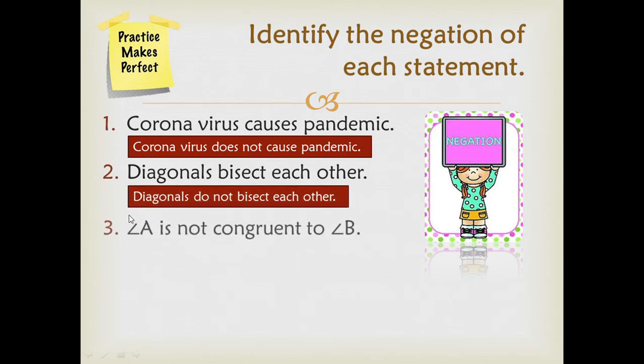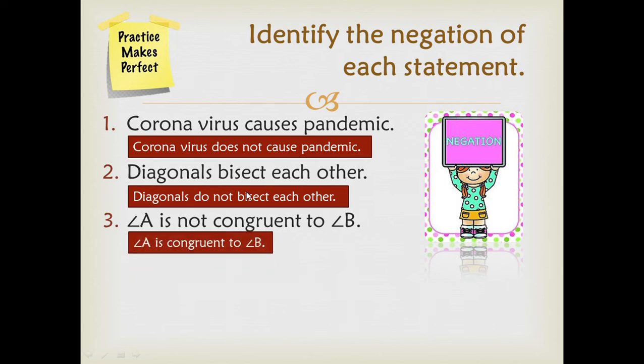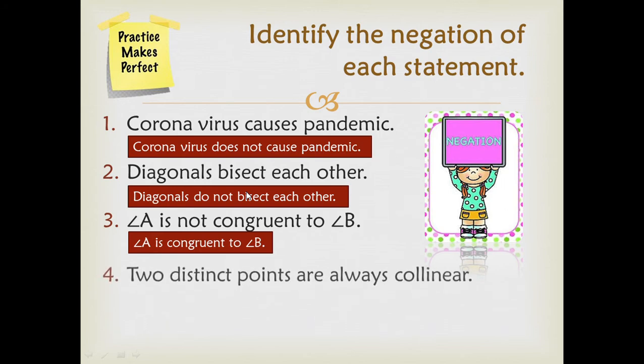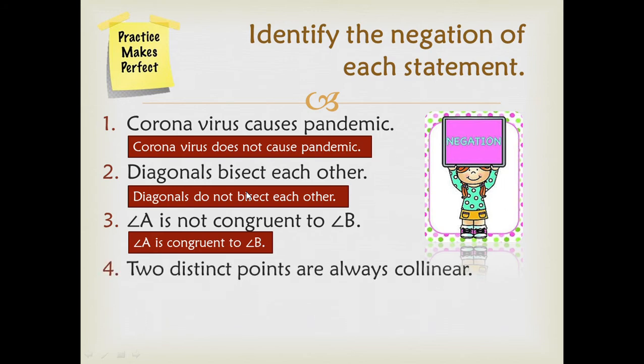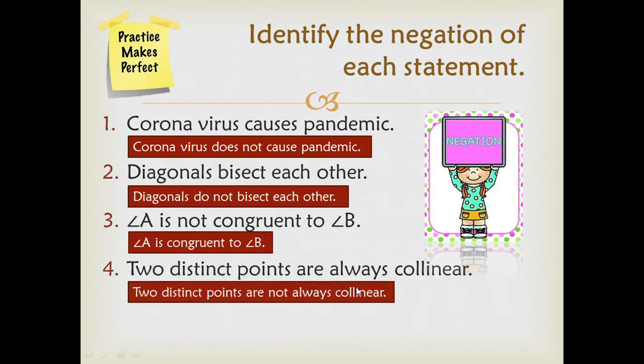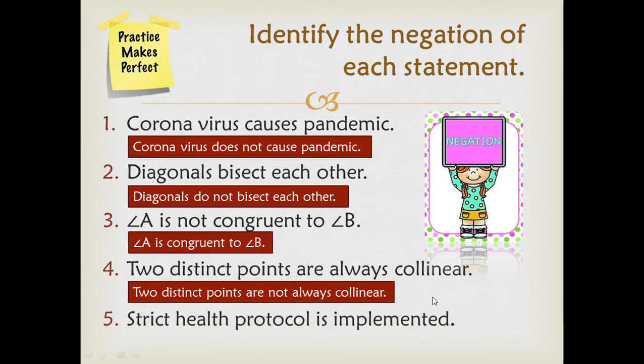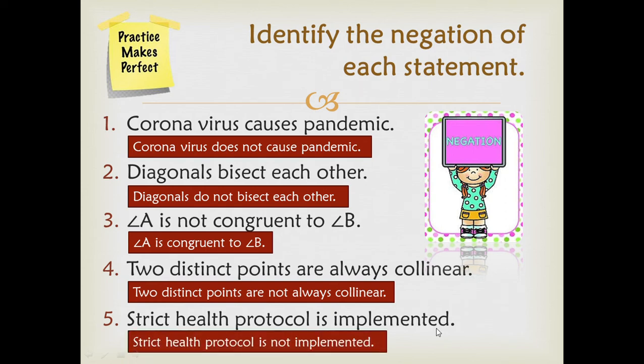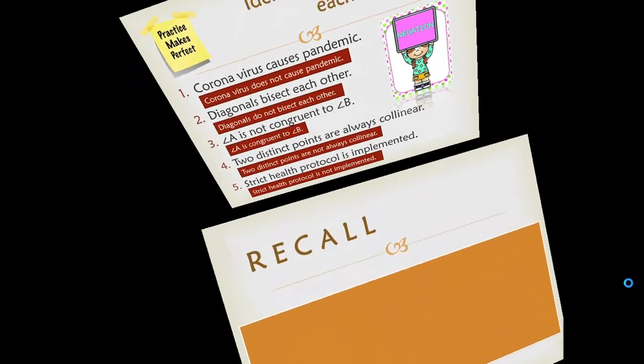So, for number 3, this symbol is for angle. Angle A is not congruent to angle B. So, kung may not dyan, alisin mo lang yung not. That will be angle A is congruent to angle B. Number 4, two distinct points are always collinear. So, kung wala kang nakikitang not, lagyan mo lang ng not. Are not always collinear. For number 5, strict health protocol is implemented. So, walang not. So, lalagyan lang natin ng not. Is not implemented. Okay? So, ganun lang yung pag-iiba ng ibig sabihin ng ating statement.